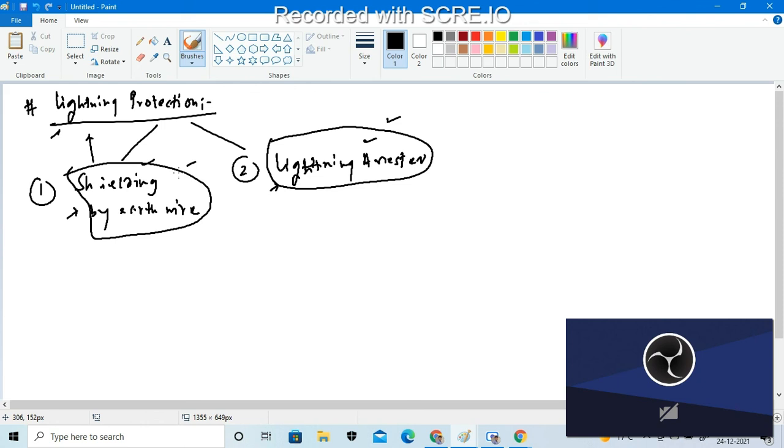In a multi-storied building, on the top of the building we will see the lightning arresters. Lightning has a characteristic that whenever it sees a higher point, it will strike that point. Higher point it will strike, not the lower point. So for that, we use the two devices for lightning protection.